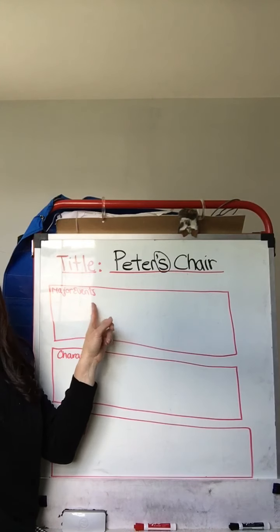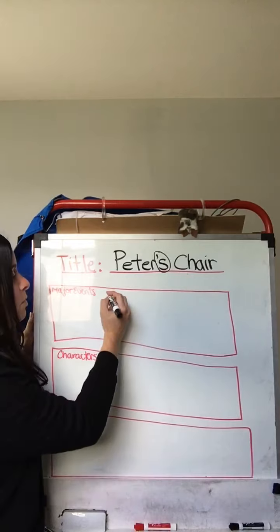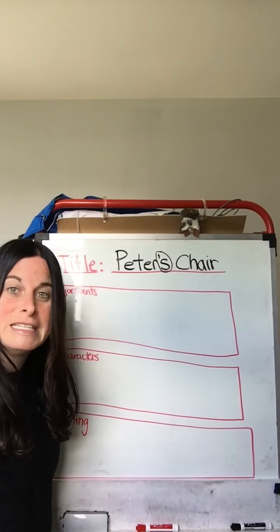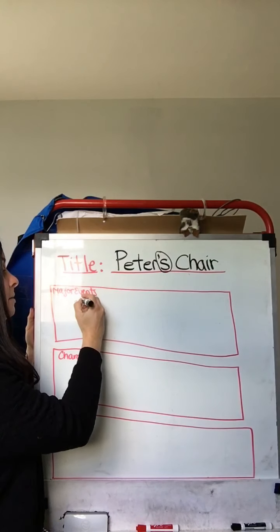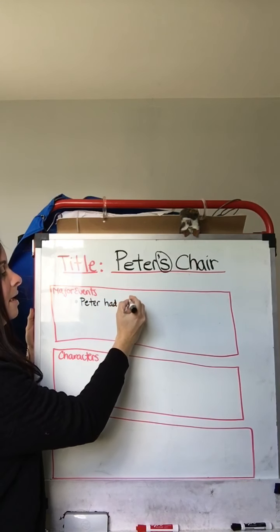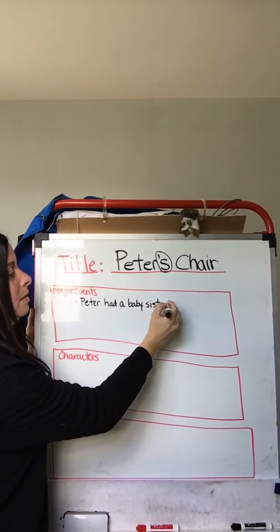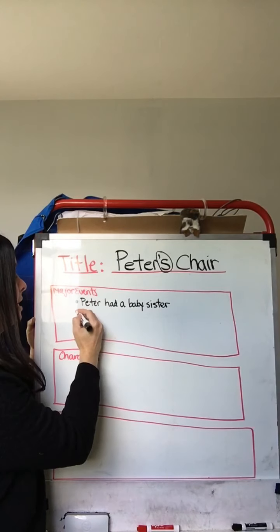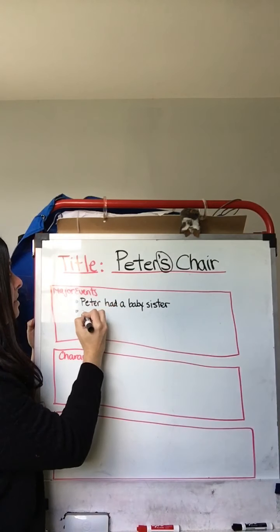So let's talk about major events in the story. I think I'm gonna do bullet points. Remember my bullet points are just facts, right? Instead of complete sentences, sometimes you can do bullet points. So a major event was Peter had a baby sister, right? He has a new sister in his house.